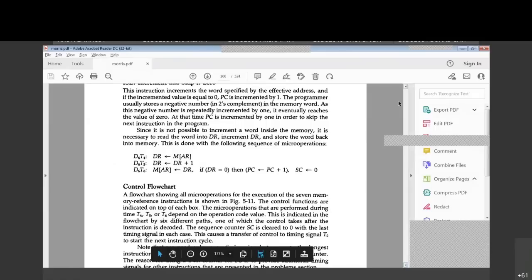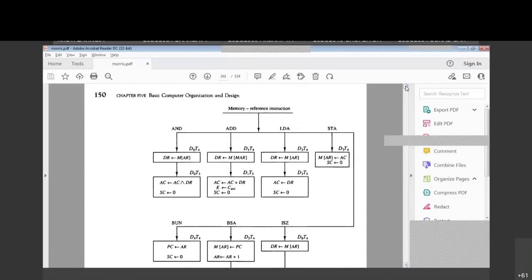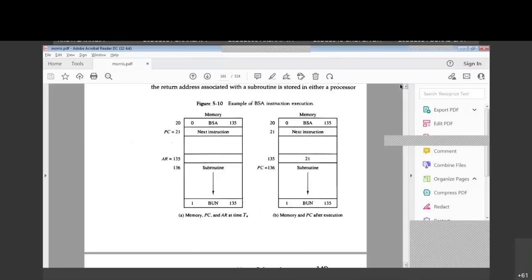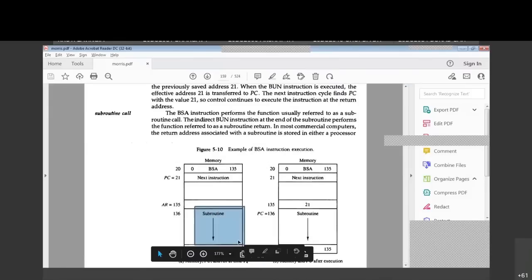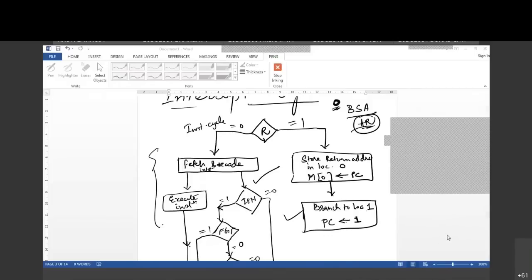Just as here we are storing AR in PC, so my execution starts from location 136, and this part would be executed. Similarly, here we are branching to location 1 and storing 1 to PC. After this part gets executed, after this interrupt gets executed, what do we need to do?